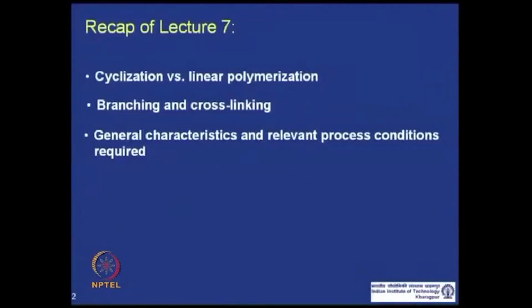Now, let us look at whatever topic we covered in the last lecture. In the last lecture, we covered cyclization versus linear polymerization, what are the conditions which prefer linear polymerization, which are definitely the preferred ones. We also discussed various ways of making branched and cross linked polymers, and we also studied in that context that in case of a branching reaction going on, the molecular build up is higher for a given conversion in comparison to a linear polymerization.